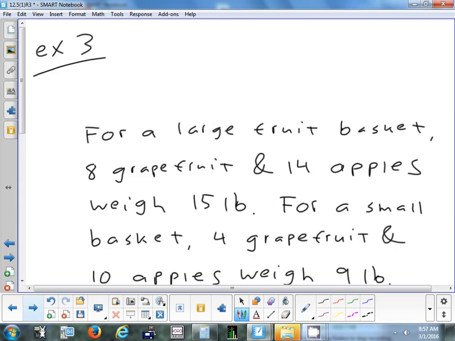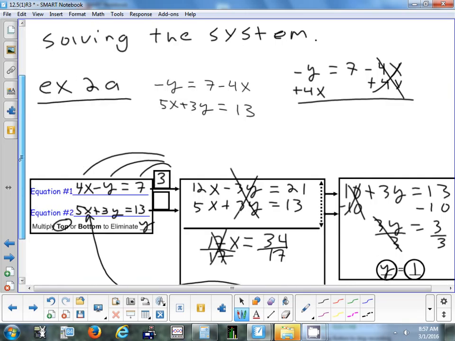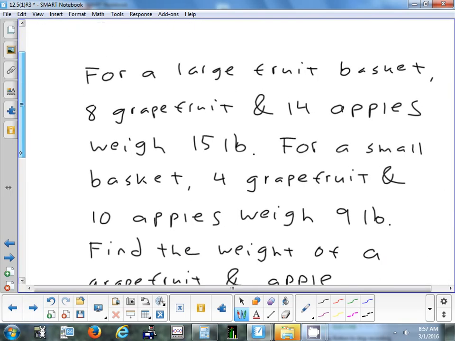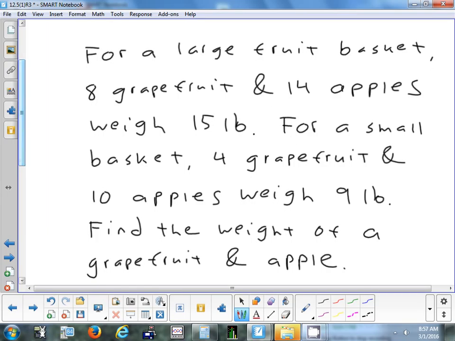All right, let's try. Do we have an example 2B? No, these don't work problems today. 3A, that one. All right, so we'll finish up with the word problem. Okay, as I mentioned earlier, there's not a lot of word problems on the test. There's 2, and there's 10 total questions. Okay? All right, so this one says for a large fruit basket, it has 8 grapefruit, 14 apples, and it weighs 15 pounds.